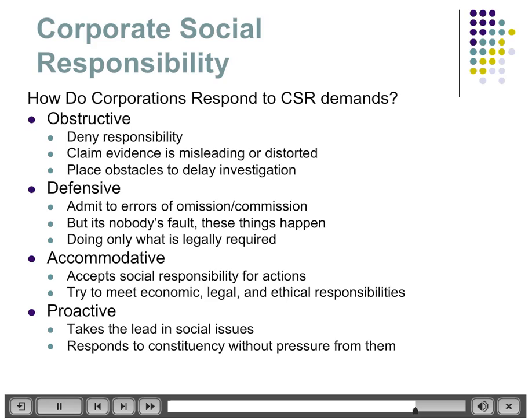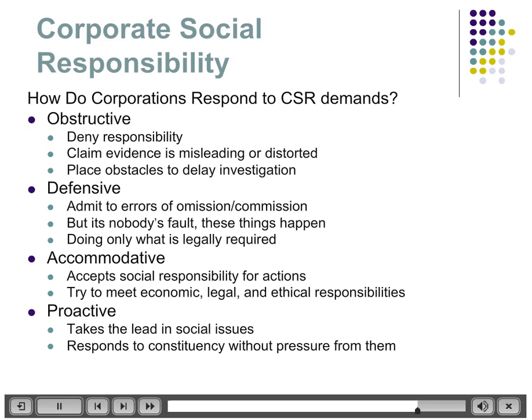Next is this idea of the accommodative. When we truly are focused on doing the ethical, legal, and economic benefits for the company, we tend to be more accommodative. In essence, if we find that we had an ethical lapse, that something happened, we are very much willing to take on responsibility for those actions, and we do our best to meet our economic, legal, and ethical responsibilities.